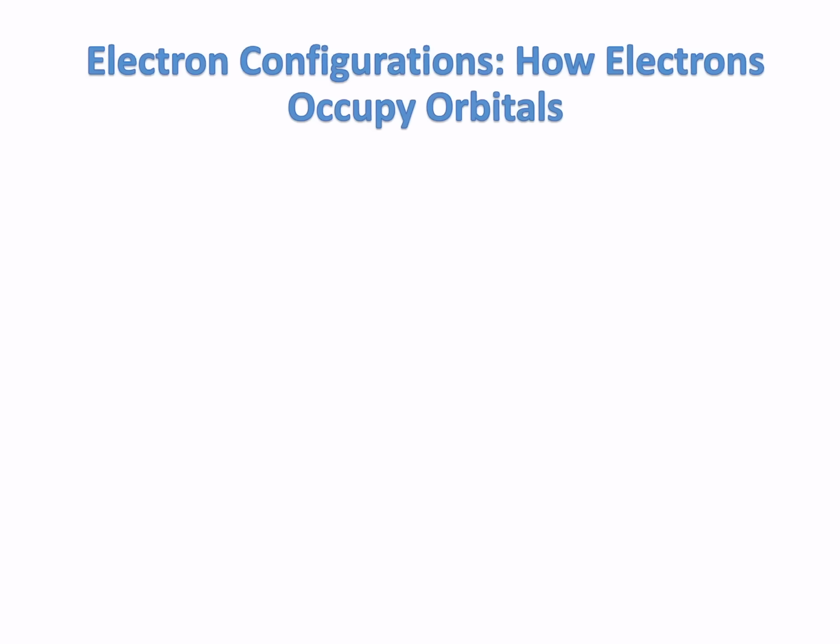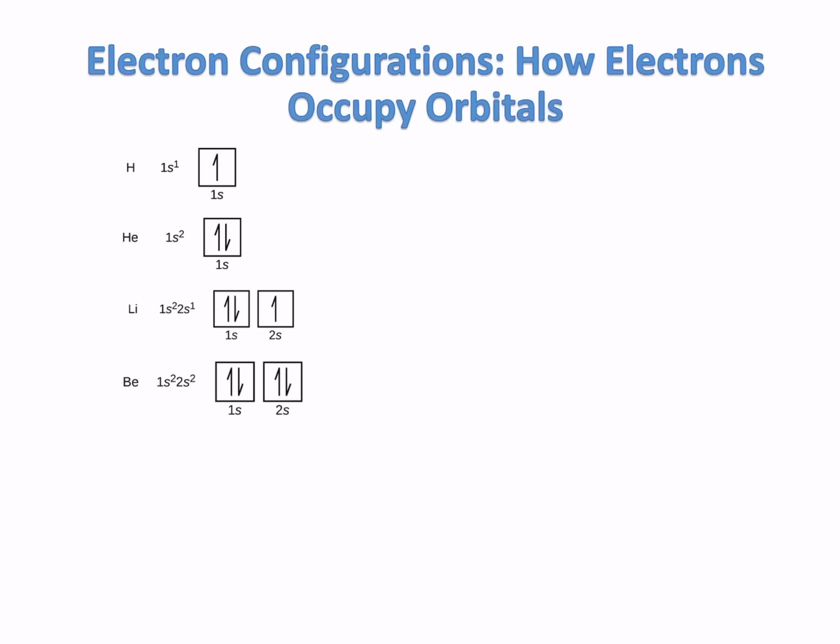So let's take a look at a few electron configurations. So we already know hydrogen and helium, right? So it's just the 1s orbital. For hydrogen, only 1 electron. Well, you don't have any more, so you just put 1 electron in the 1s orbital. For helium, you have 2 electrons. Those go into the 1s orbital.